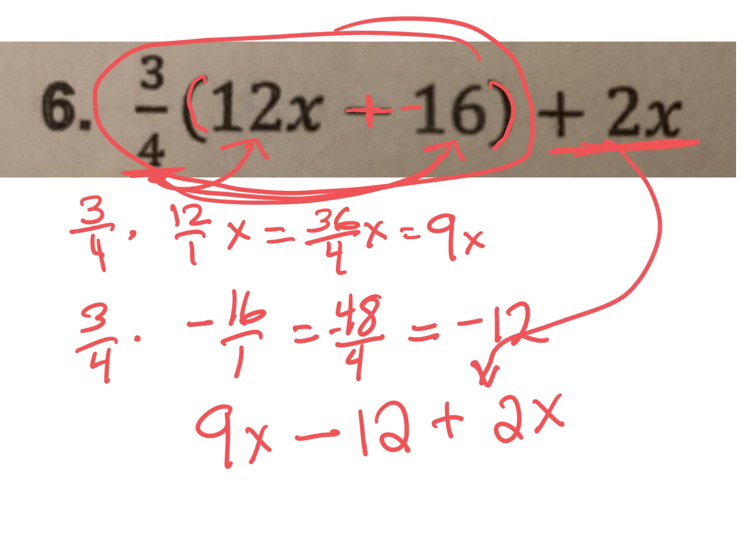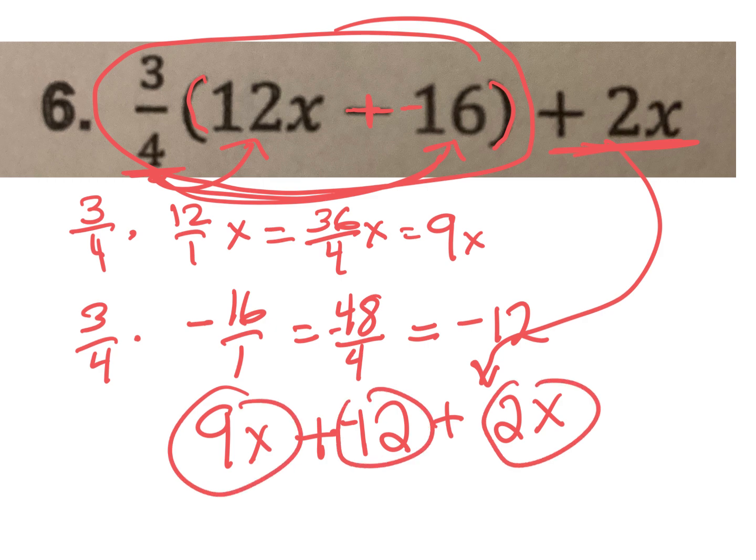Now I put my like terms together, and I can see that if I add the opposite, I have a 9x, a negative 12, and a 2x. I put the 9x with the 2x, that gets me 11x, and it could be plus negative 12, but plus a negative is the same as minus 12. And there is my answer.